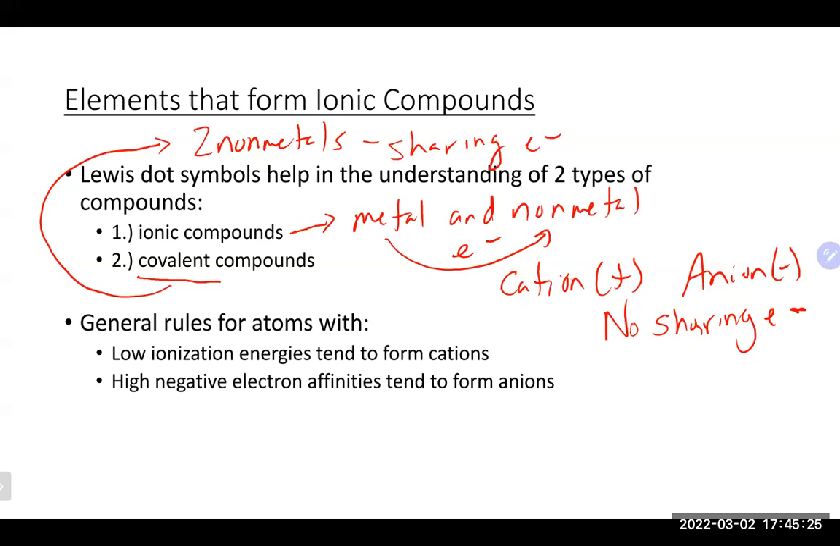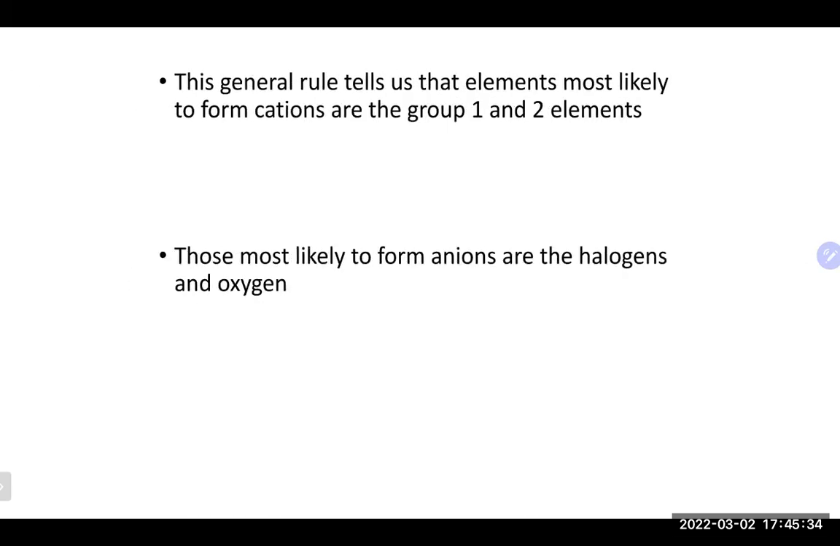Metals, because of their properties, will give away electrons. Nonmetals will pretty much try to accept electrons. And it really creates the basis for the different types of bonding that we see. So the general rule tells us that our metals on the left, especially in group 1 and group 2, will give away electrons. And oxygen and the halogens, which are the main chunk of our nonmetals, will typically be those guys that will gain electrons.